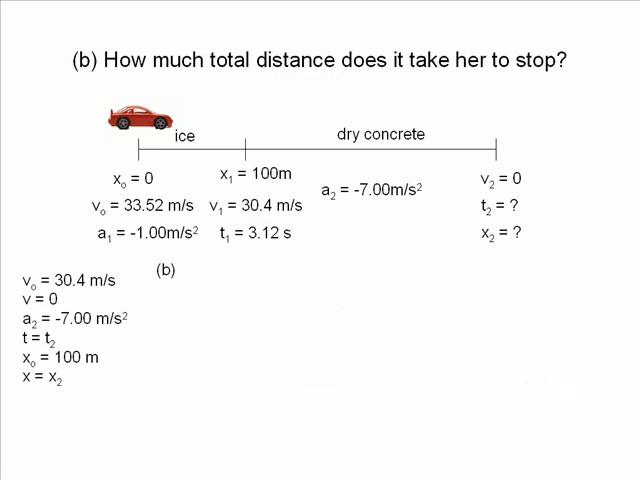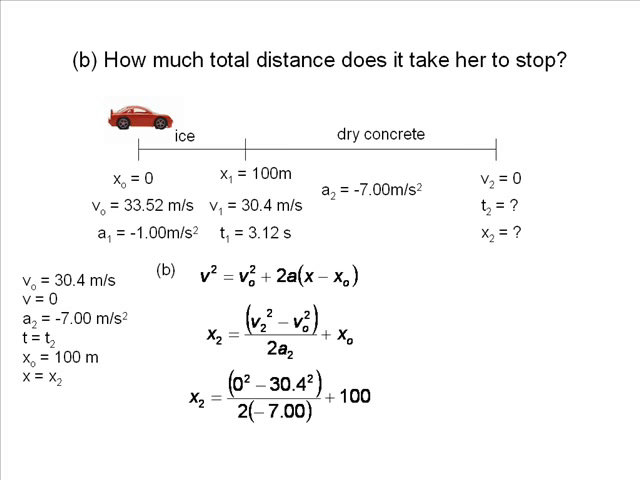We need to choose a motion formula that can solve for final position without including the time. This is the only formula that does not include time. We rearrange the formula to isolate x2, substitute in our data, and find the total distance covered by the car.